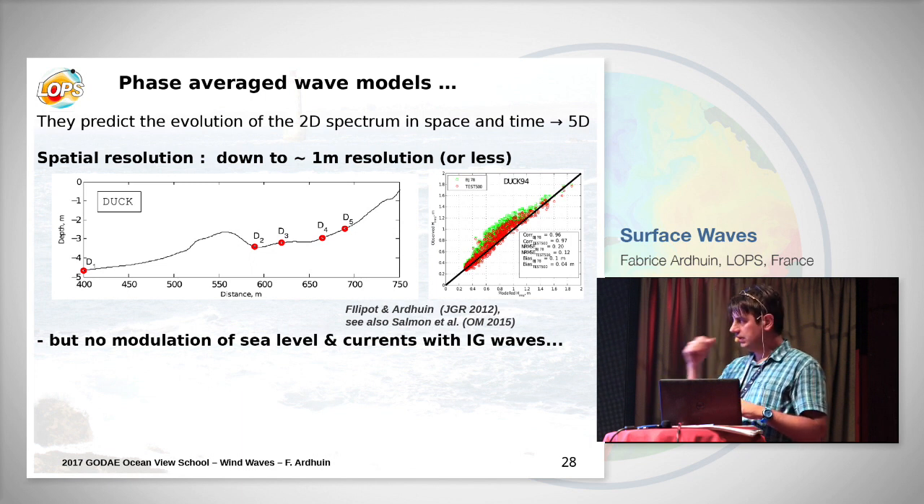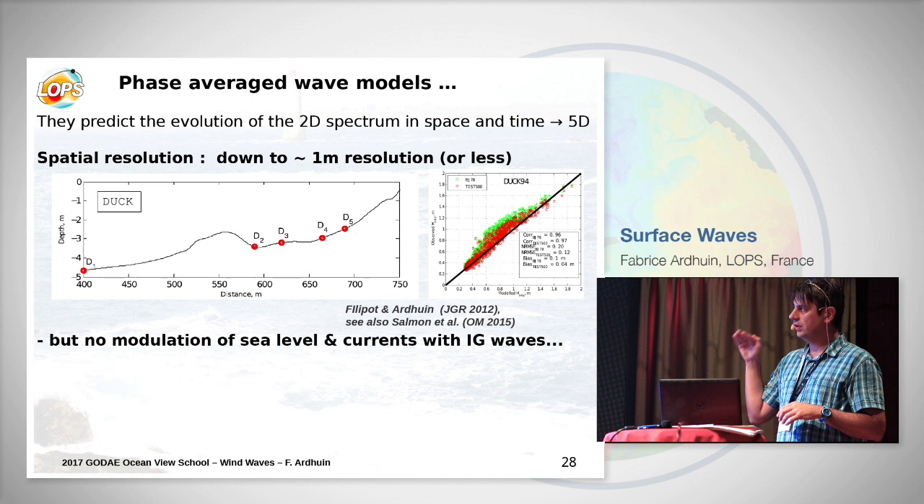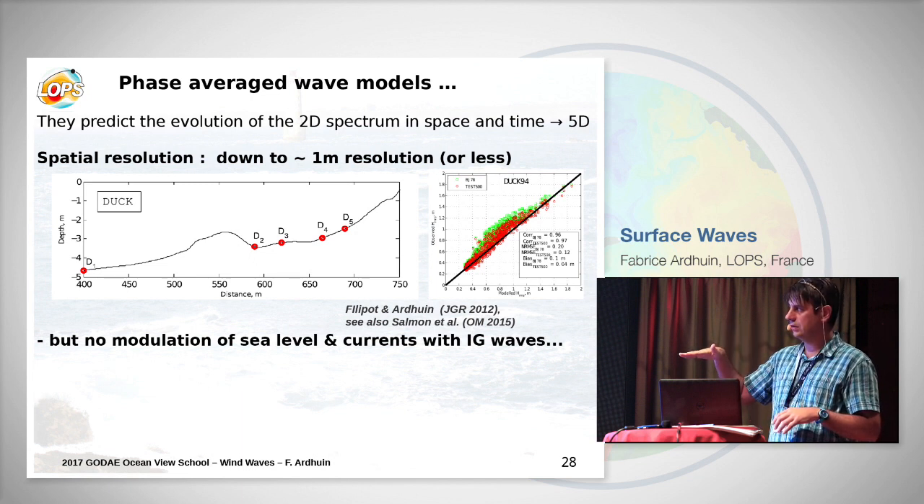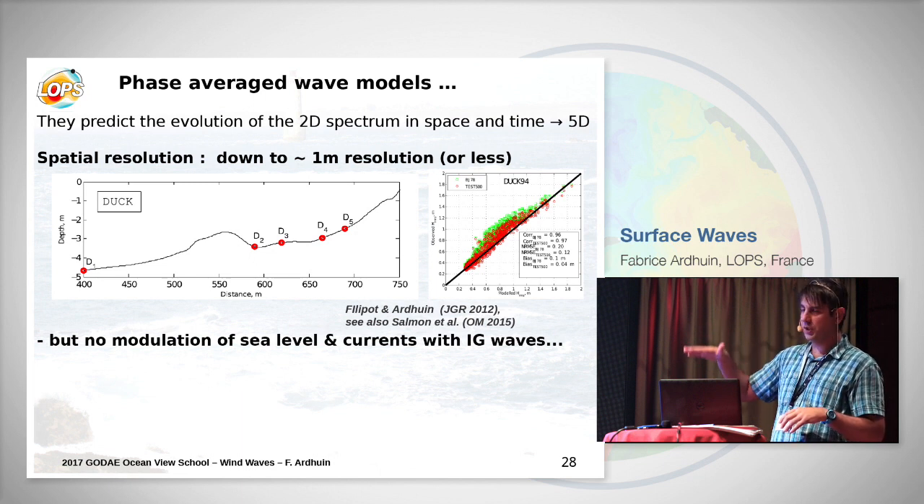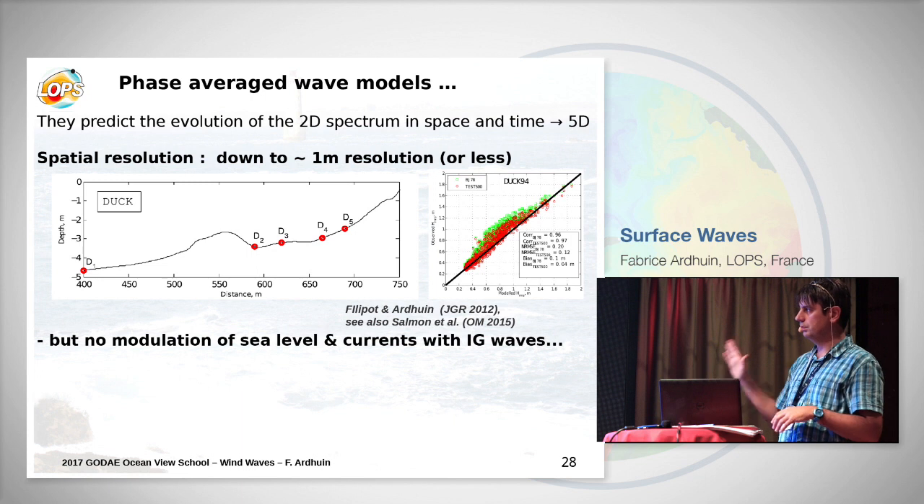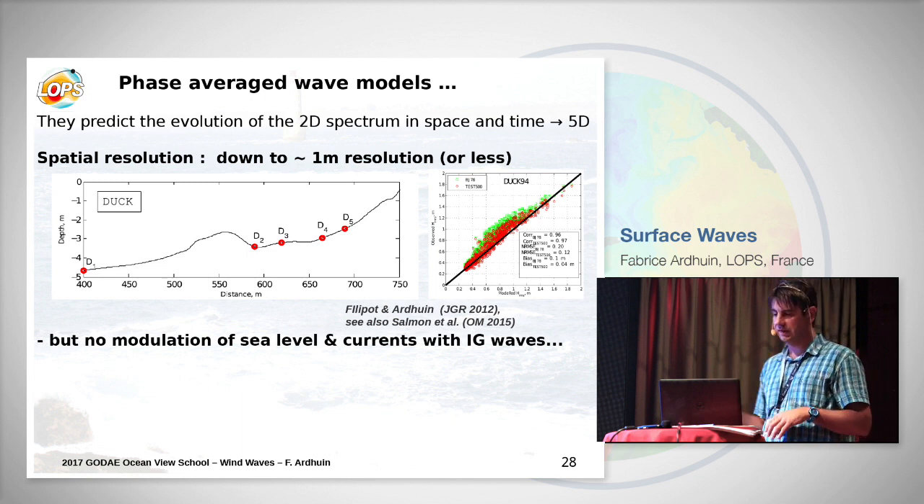When you do this with the phase-averaged model, the only problem you have compared to reality is that your sea level is fixed over your time step, and you're not resolving the fluctuation of the sea level with infragravity waves that would give you drying and wetting at the beach.